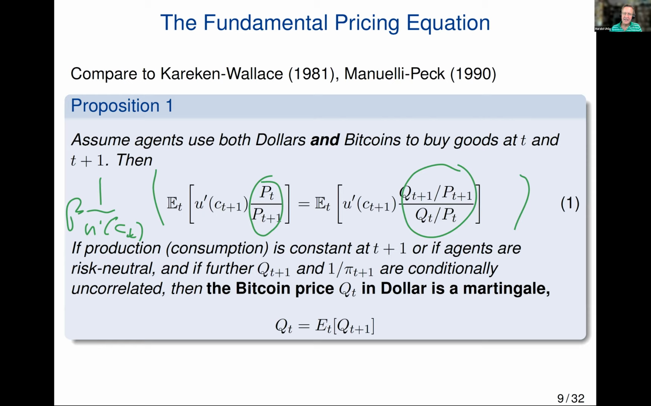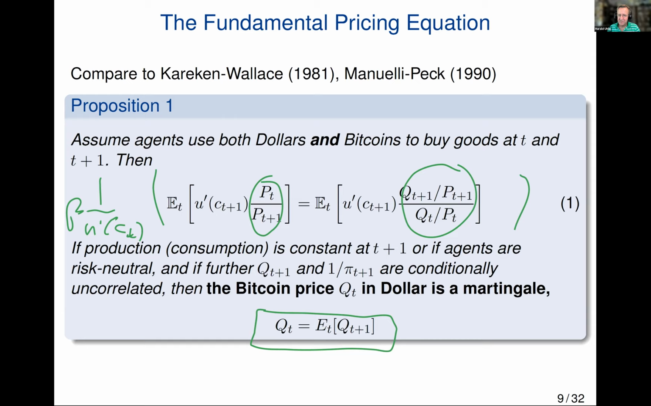in the simplest case, that just means the Bitcoin price is a martingale, and not martingale in the sense that there's going to be some average interest rate on it. No, it's going to have the same expected return as dollar, and the nominal return on dollar has a zero interest rate, and so the nominal return on Bitcoin is zero.